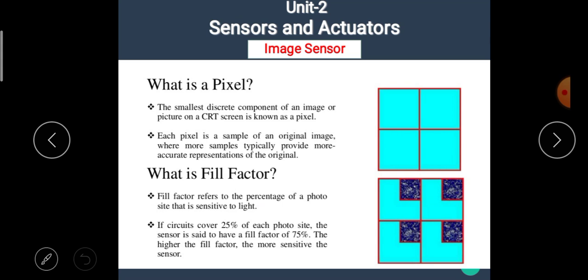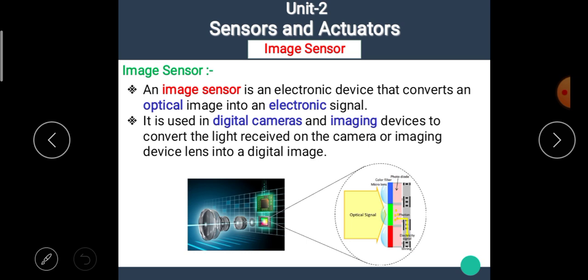Now let's see what is fill factor. Fill factor refers to the percentage of a photosite that is sensitive to light. If circuit covers 25% of each photosite, the sensor is said to have the fill factor of 75%. The higher the fill factor, the more sensitive the sensor. That means the fill factor is the percentage of photosite which is sensitive to light. Here, this area is sensitive to light. Okay. Now let's see our point, image sensor.